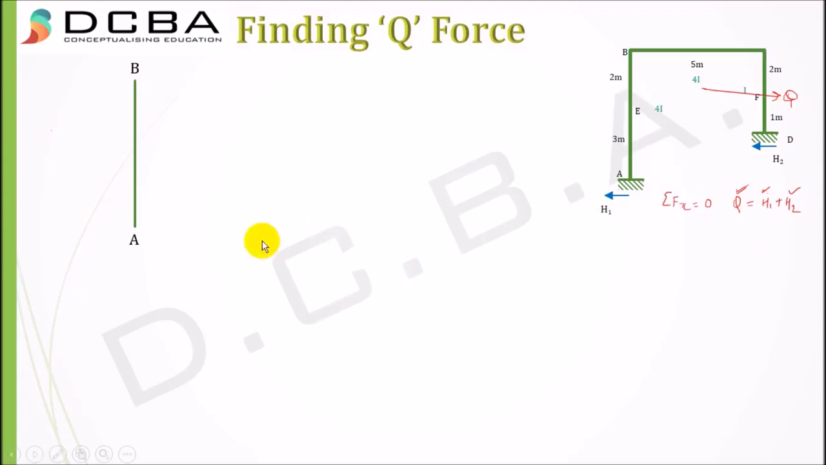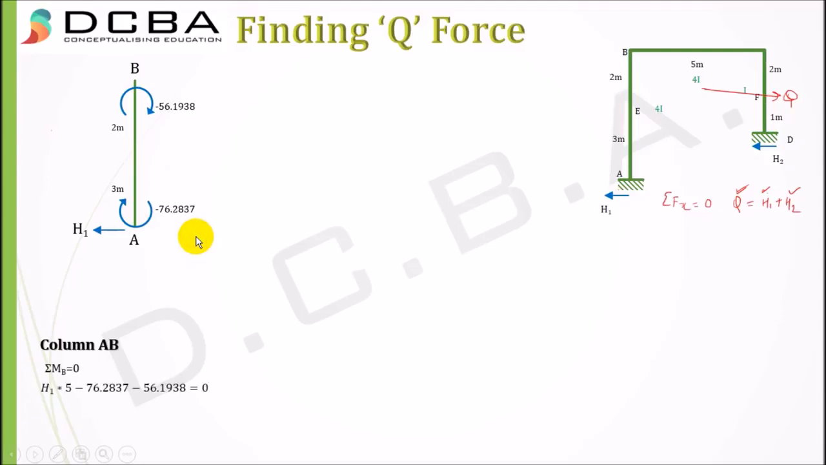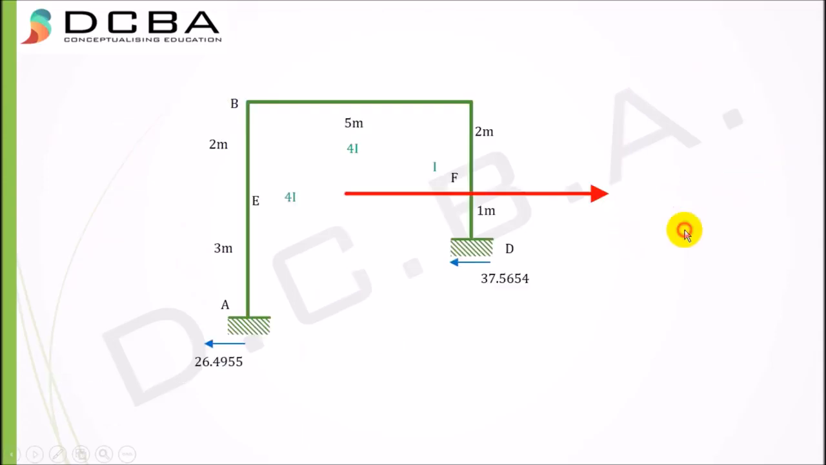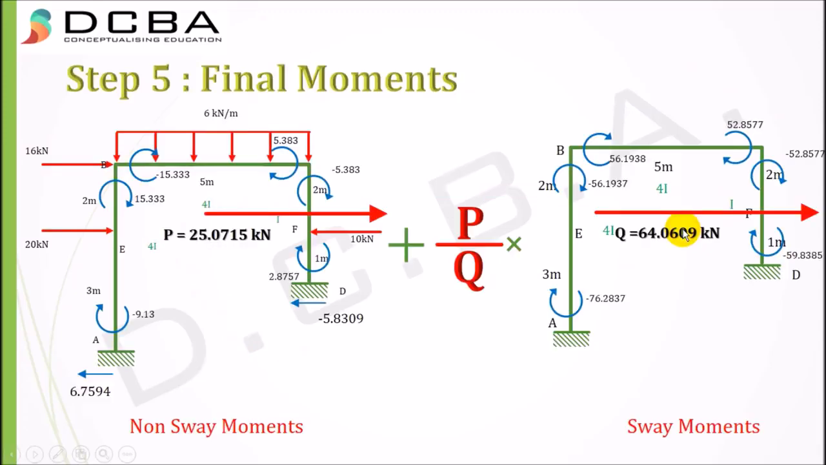So we'll proceed in a similar manner using the column AB and writing the moments that we found just now, the sway moments, and we'll find H1 by doing summation MB equal to 0. So H1 is 26.4955. Then taking the column CD and finding H2, H2 is 37.5654 kilonewton, and then doing summation Fx equal to 0, I get Q as 64.0609 kilonewton. So I have found P force, I have found Q force, and now the final moments.